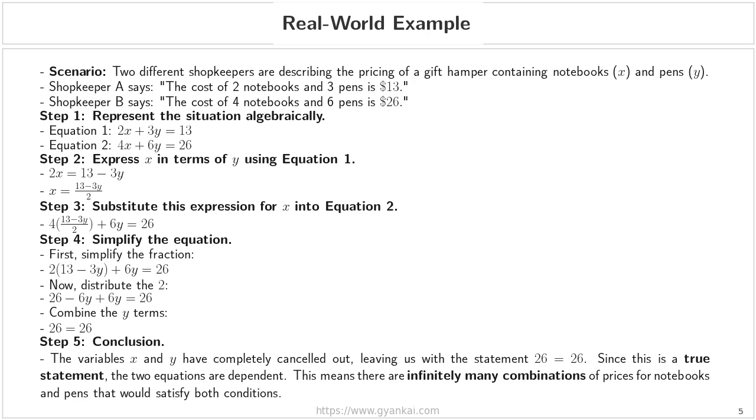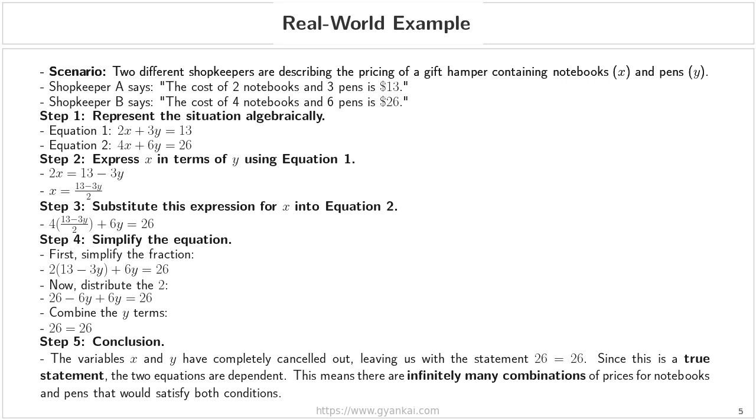Finally, in step 5, we reach our conclusion. As you can see, the variables x and y have completely vanished, leaving us with the statement 26 equals 26. Because this is a true statement, we have confirmed that these two equations are dependent. This means that, just like we learned, there are infinitely many combinations of prices for notebooks and pens that satisfy both shopkeepers' descriptions. As we will see in the next slide, this is the hallmark of a system with infinitely many solutions.